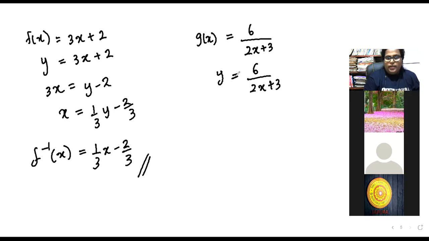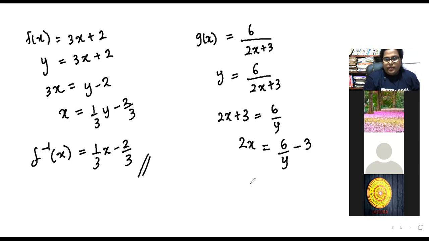Right, so you make this g(x) function as y, and here also you have to make x the subject, right? So 6 over y, we interchange these two, and 2x equals 6 over y minus 3, right? So x can be written as 3 over y minus 3 over 2. This is the g inverse x function.